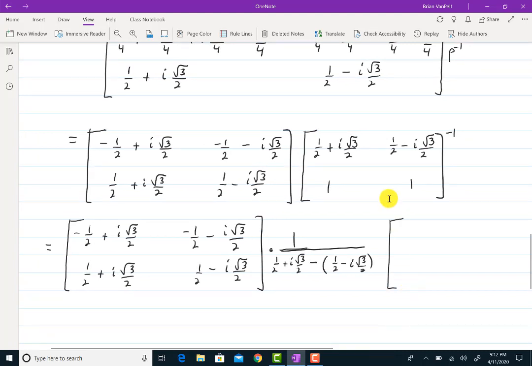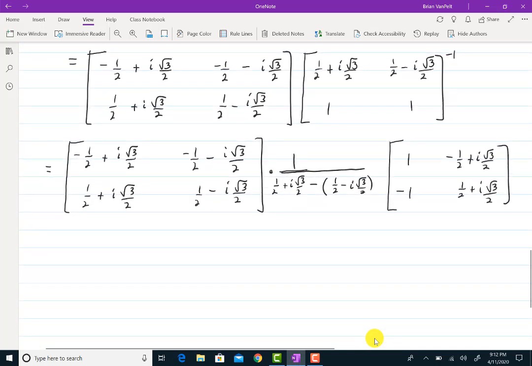And what you do in here is you swap the diagonal entries. So my 1 is going to go up here. And in the bottom right corner, I'll have 1/2 plus i radical 3 over 2. And then you make the off diagonals negative. So I'll have -1/2 plus i radical 3 over 2. And then -1 here.